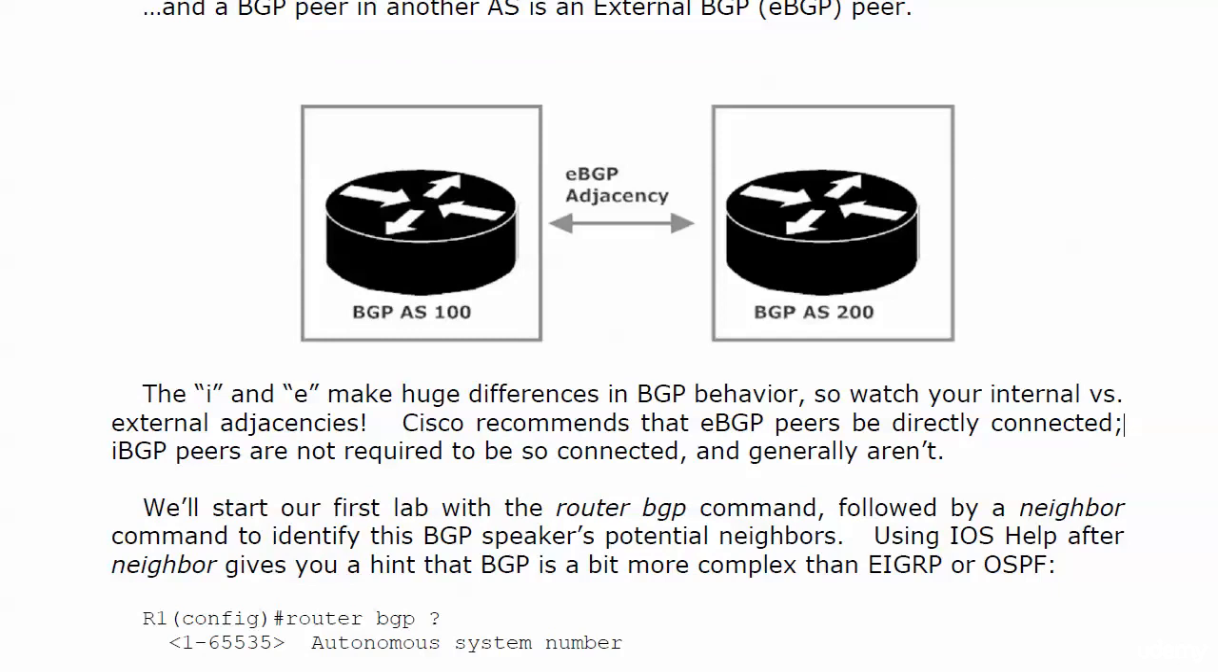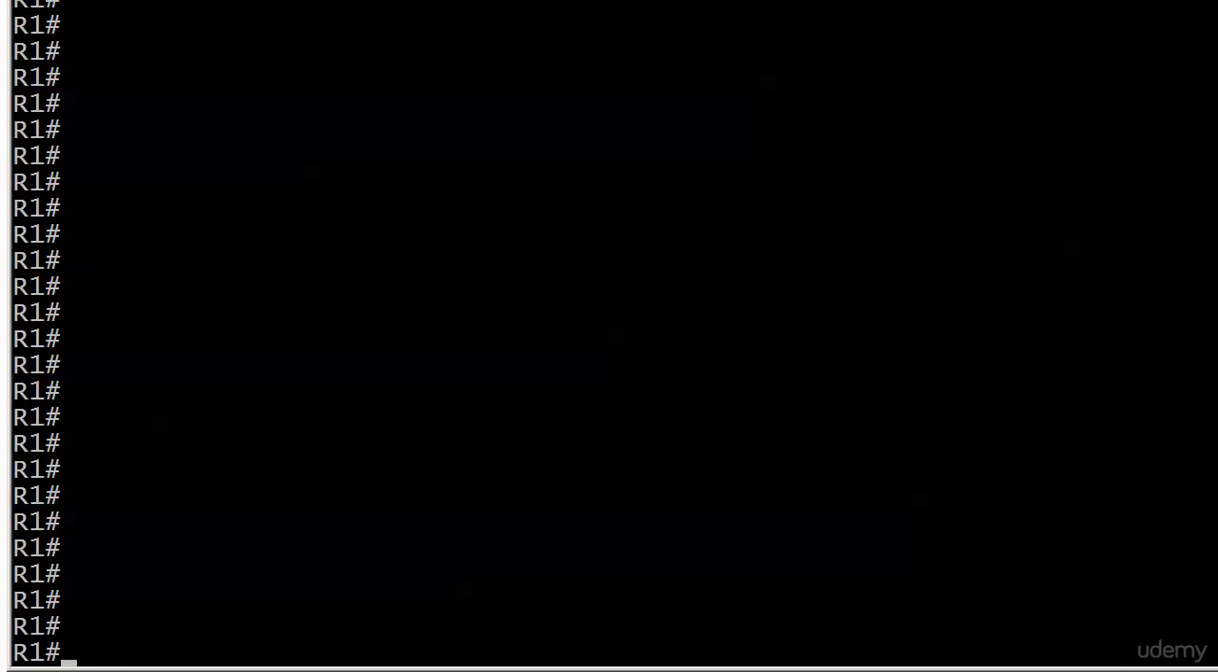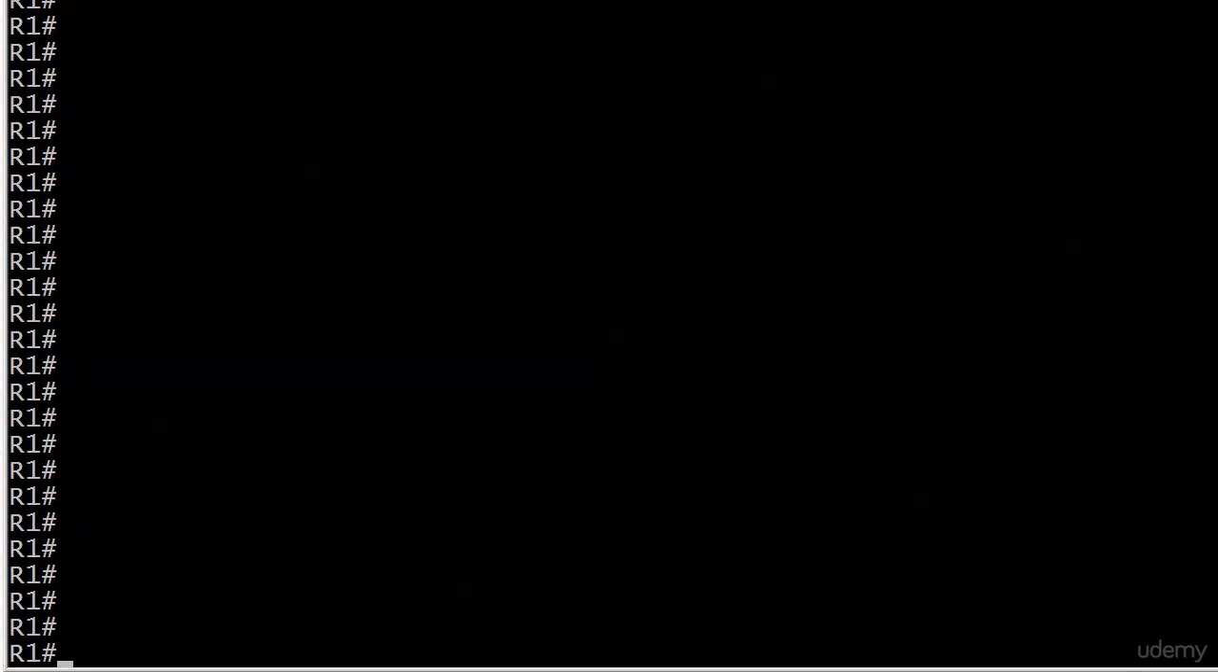Now we're going to start our very first adjacency here in our first lab with the router BGP command, followed by a neighbor command to identify this BGP speaker's potential neighbors. So let's go ahead and bring the live equipment up. And we're on router 1. Routers 1, 2, and 3, by the way, are over the same frame relay network that we've used over most of the labs in this course. But I'm not showing it here because it's really not germane to what we're doing. We're looking above that. We're looking strictly at BGP.